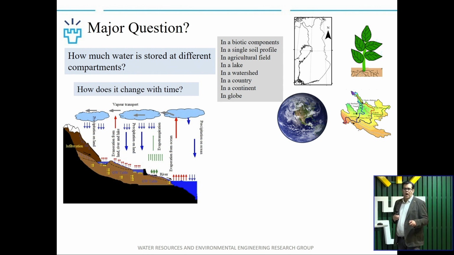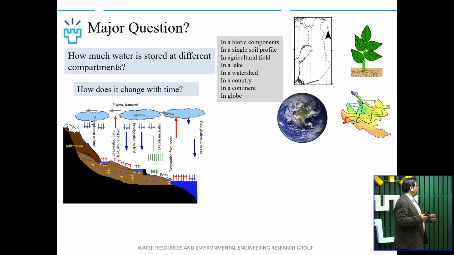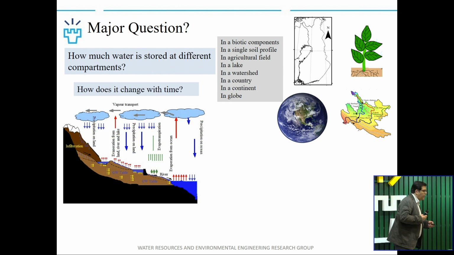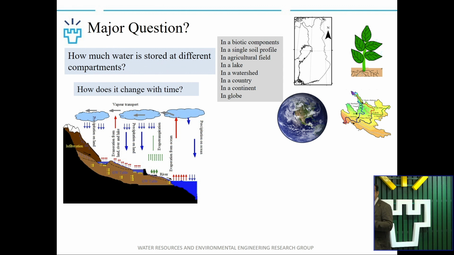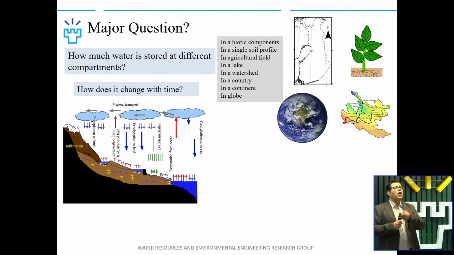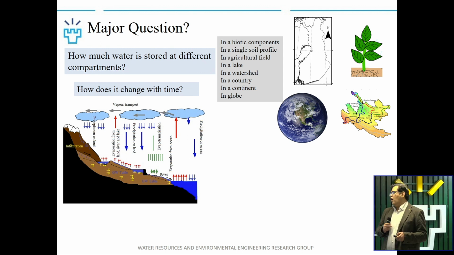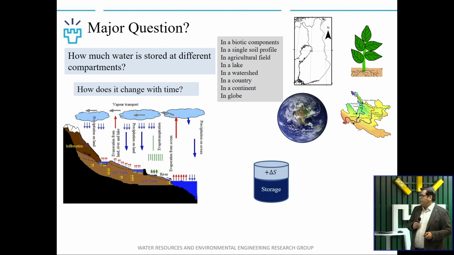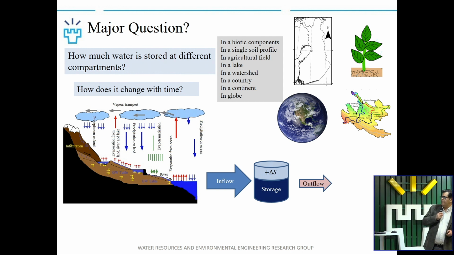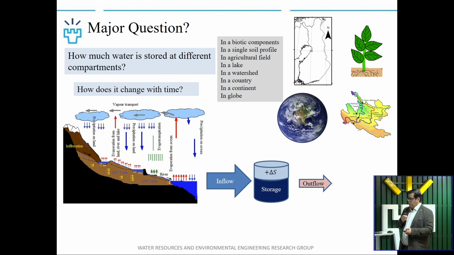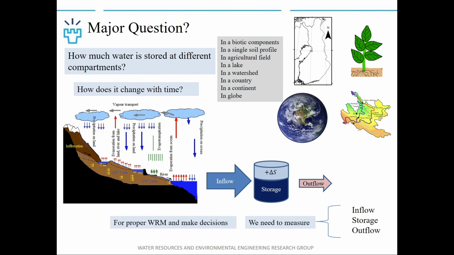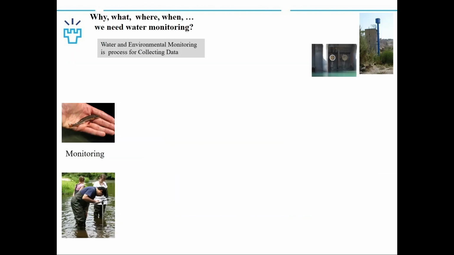We have to know how much is rainfall, how much water is in the river, how much groundwater, how much evaporation and evapotranspiration. All components in the water cycle, we have to know and understand what they are and how much there is. For this purpose, we need to measure how much inflow comes to the system and how much outflow leaves the system. The best way to do this is monitoring and digitalization.